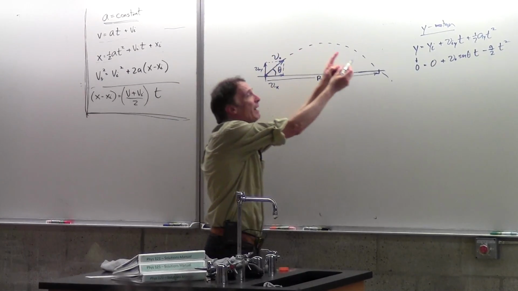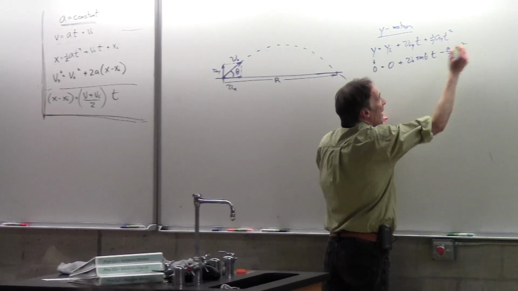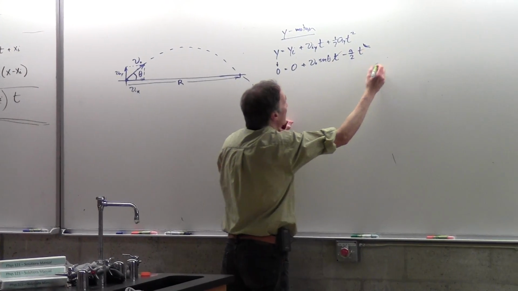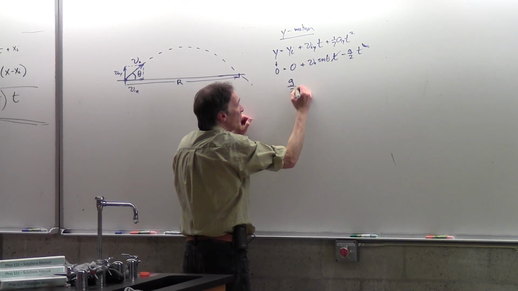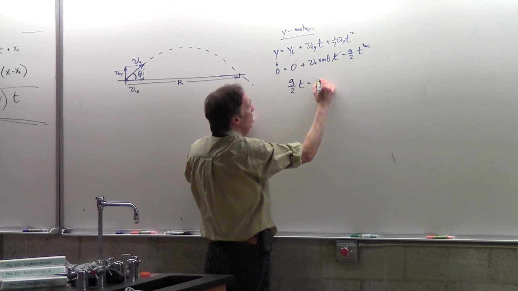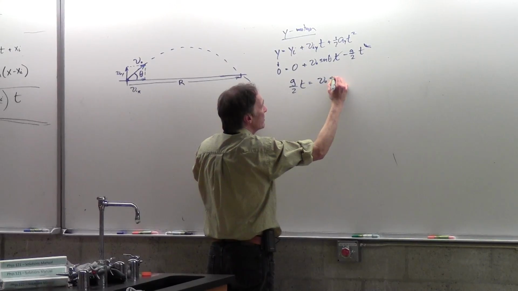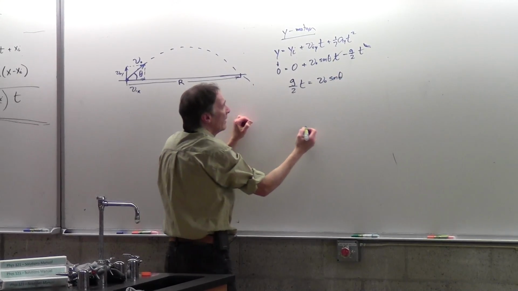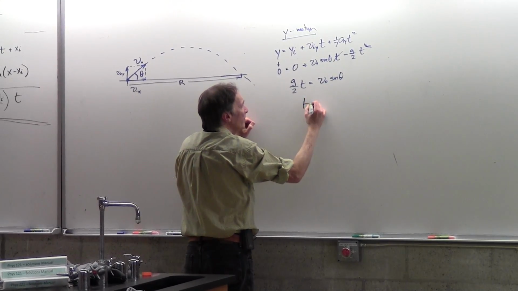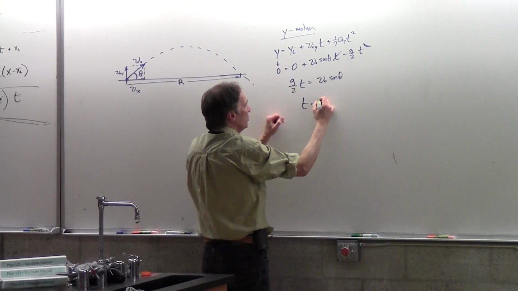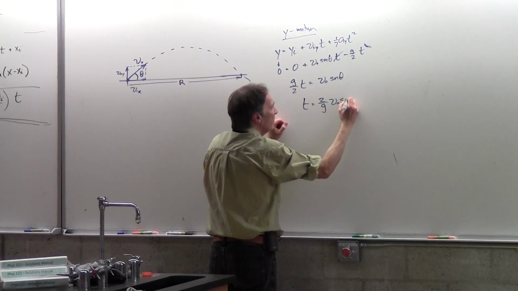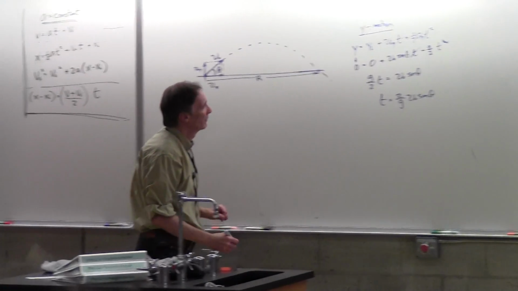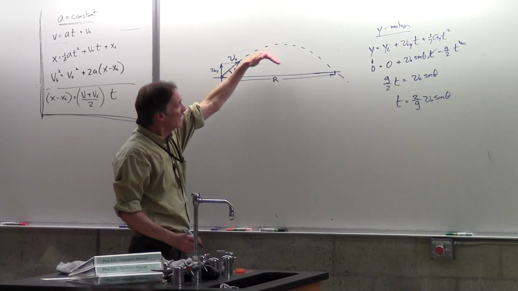I want to get the time out here so it's not 0. And so I could go ahead and cancel with this and then solve for this, taking this over to the other side. g over 2 times t is equal to the initial velocity times the sine of theta. And solving for t is going to be equal to 2 over g, v naught sine theta. Okay? So that's the time that it's in the air.